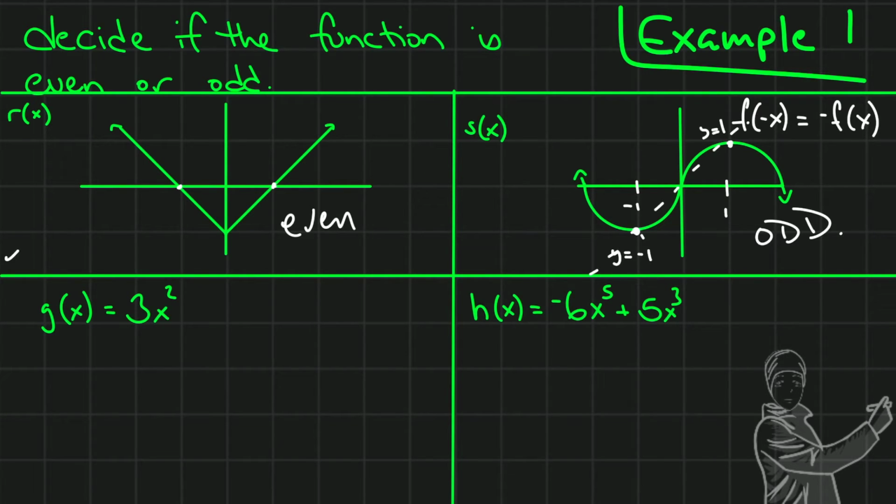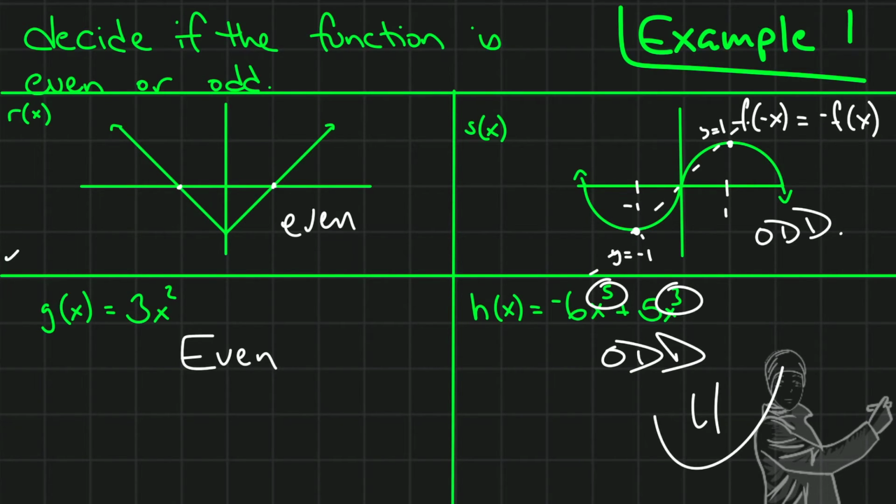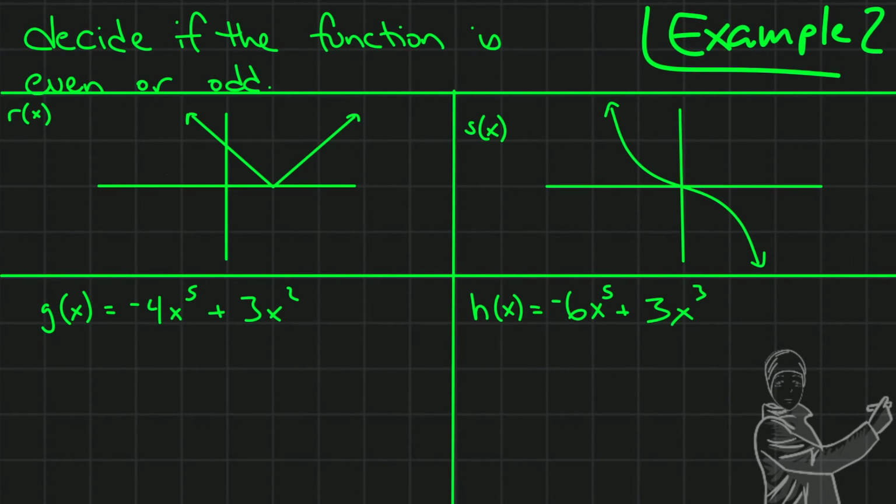For our g of x, we're dealing with 3x squared. All of the exponents in this equation are even. So we're dealing with an even function over here. And then for h of x, we have -6x to the 5th plus 5x to the 3rd. Both of our exponents are odd, so we're dealing with an odd function. And that's it.